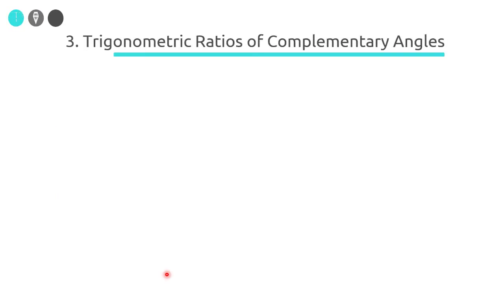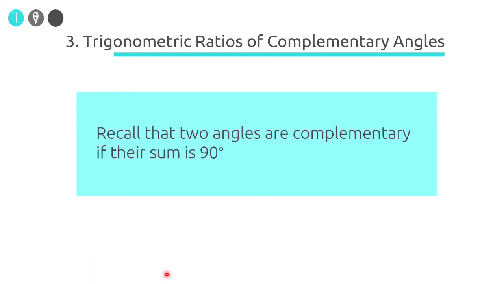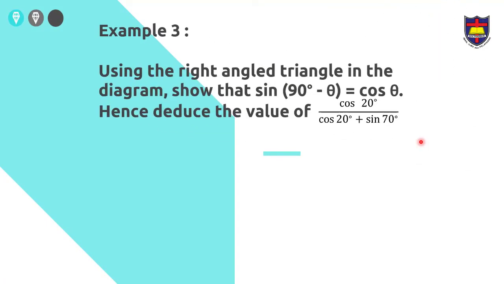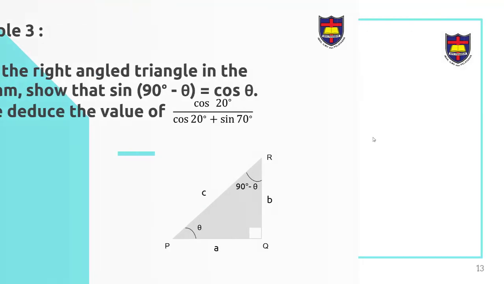The next that we have to discuss is the trigonometric ratios of complementary angles. What are complementary angles? If two angles have a sum of 90, the two angles are said to be complementary. So let's see what is the relation between complementary angles in trigonometry. Let's discuss example 3. Using the right angle triangle in the diagram, show that sine (90 minus theta) equals cos theta. Hence, deduce the value of cos 20 divided by (cos 20 plus sine 70).